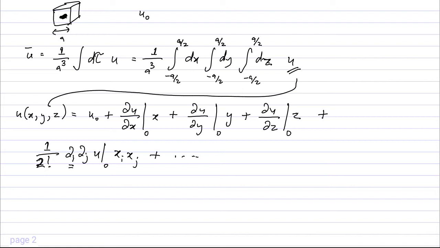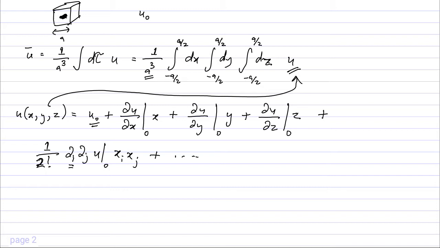So let's do this term by term. The first integral is easy because u naught is simply a constant that goes outside the integral. What is left simply gives you the volume of the cube, and that of course divides by this a cubed to give you 1. So when you substitute this into the integral, you simply get u naught. Next you have to substitute this thing.